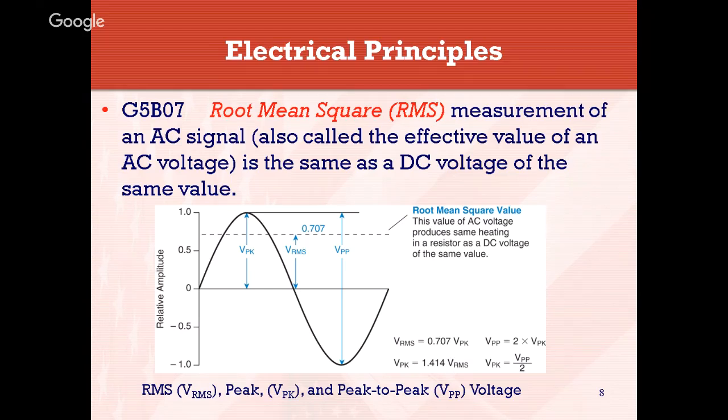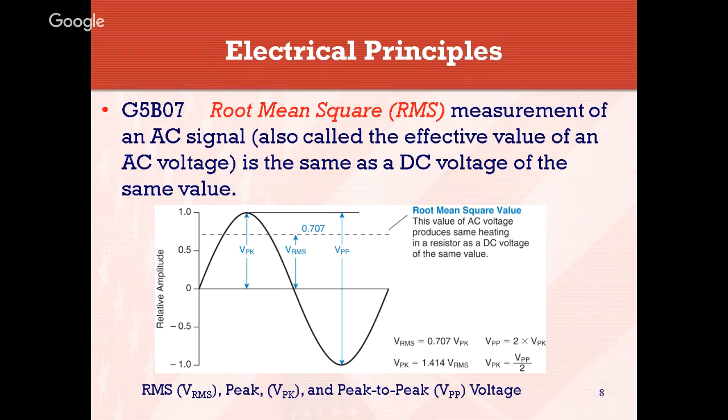All right, RMS simply means root mean square, and it's a measurement of an AC signal, also called the effective value of an AC voltage. And it is the same as a DC voltage of the same value, basically.